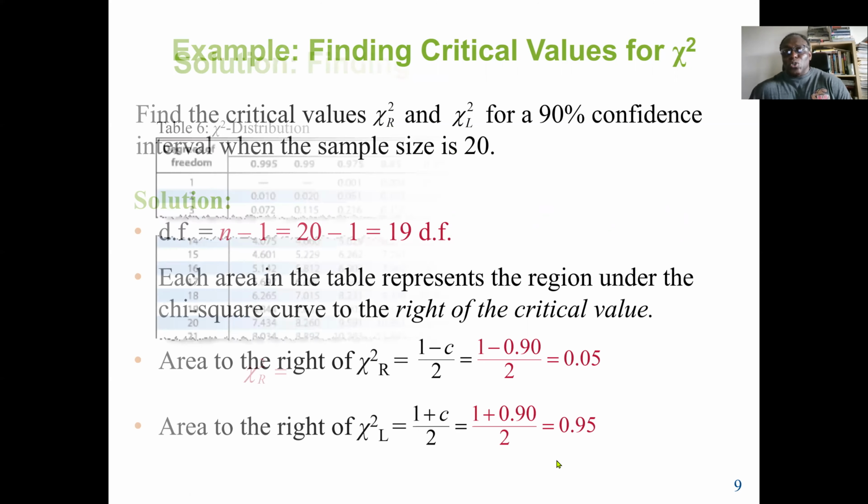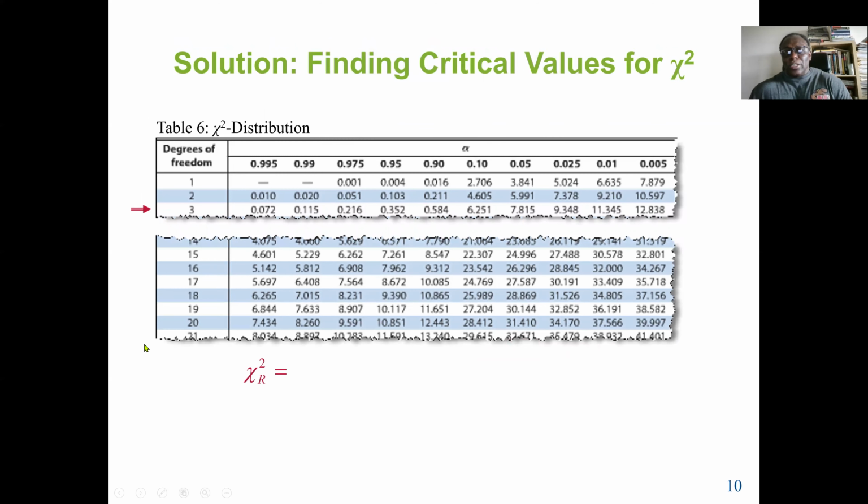Then after that, we go to our table. We go to the degree of freedom 19. To the right, we have 0.05. So we have to go all the way to 0.05. So our answer is 30.144.